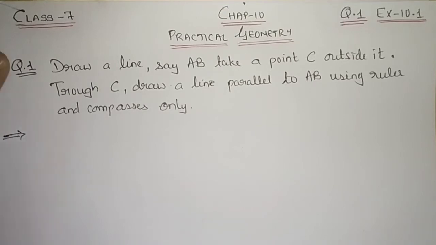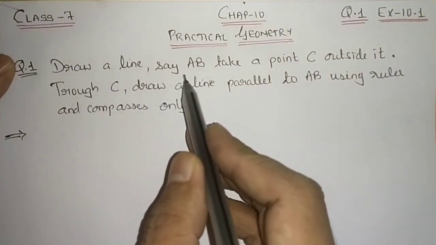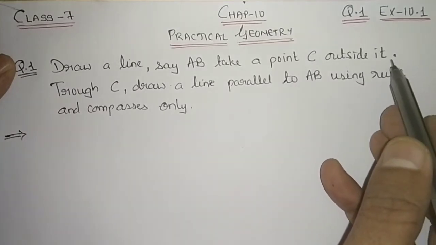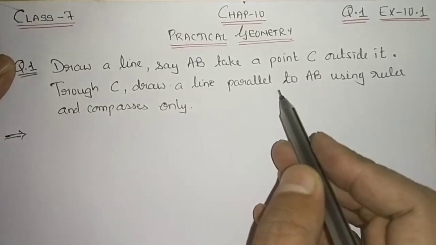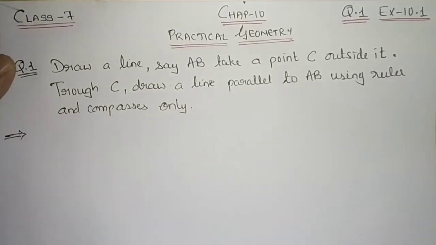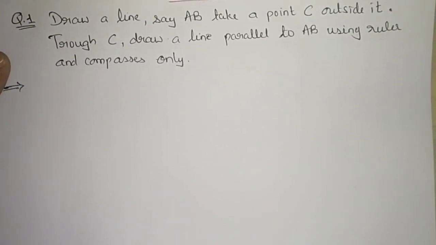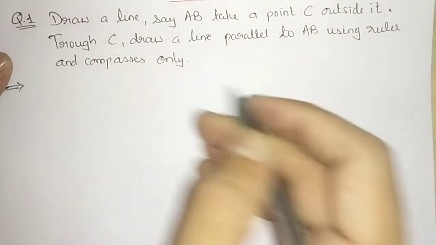So question number 1 says, draw a line, say AB. Take a point C outside it. Through C, draw a line parallel to AB using ruler and compasses only. Let me first draw a rough figure so that after that we can draw with pencil and compass only. What they have told, draw a line, say AB.